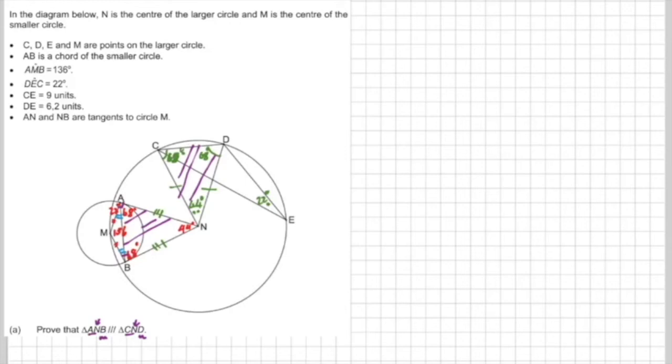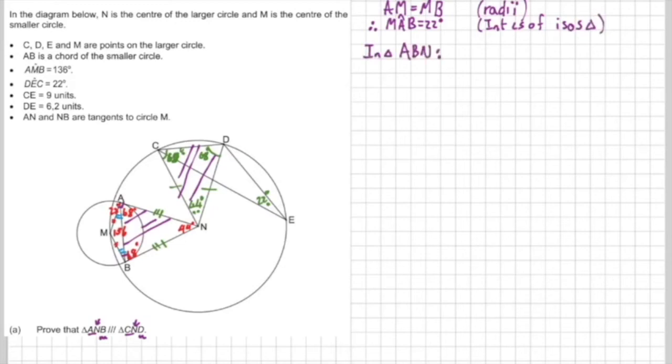So what I'm going to do now, guys, is I'm going to step by step write down. I'm going to start somewhere. I'm going to start by saying that AM is equal to MB. Whatever I did earlier, I'm just going to write it down. Therefore, angle MAB is 22 degrees because it's interior angles of an isosceles triangle. This means that in triangle ABN, that angle A is 68 degrees because of tangent perpendicular to the radius.